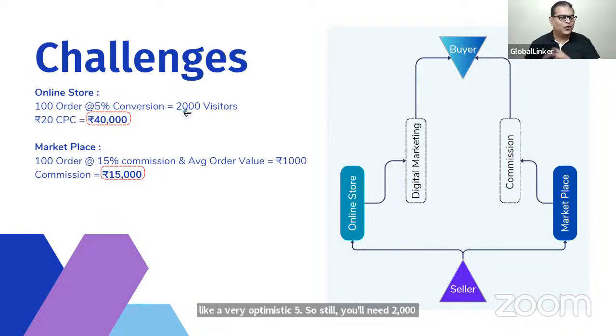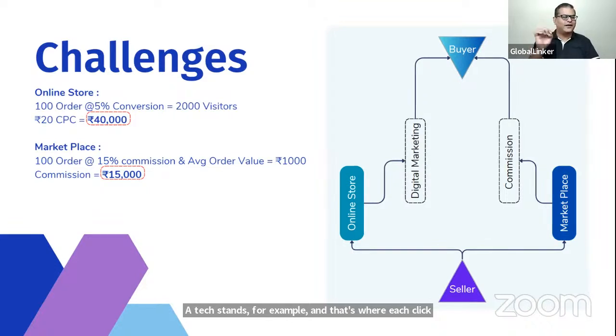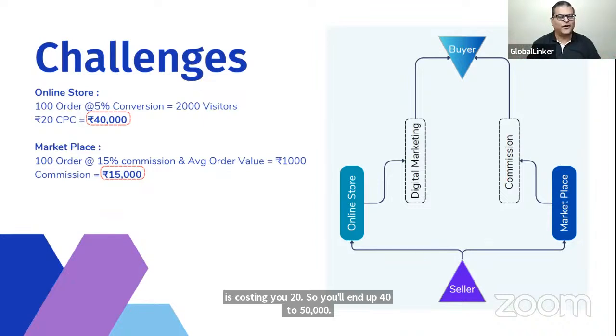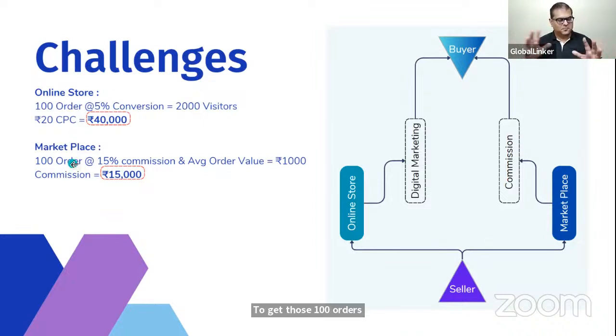Now, to get those 2,000 people, if I'm imagining that you run a text ad, for example, and each click is costing you 20 rupees, you'll end up spending 40 to 50,000 rupees to get those 100 orders, right? An expensive proposition. Then the second option that you have is that you can start selling on marketplaces.